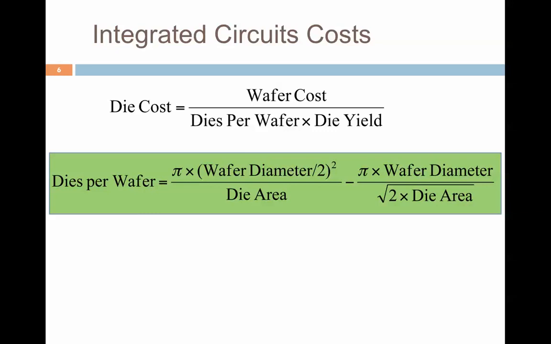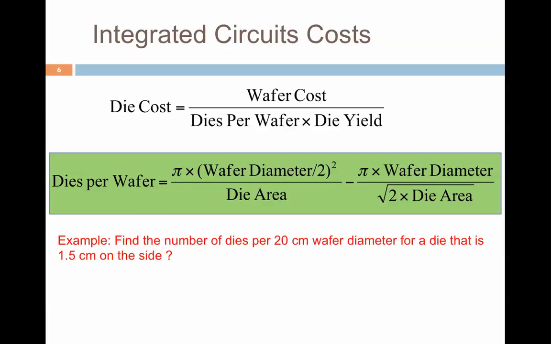Here is an example for you to try. This is trying to find the number of dies per 20 centimeter wafer diameter for a die that is 1.5 centimeters on the side. You can try to solve this problem. It's a straight substitution problem. When you solve it, make sure that all your units are in the same metric. For example, if you're using centimeters, use centimeters. If you're doing millimeters, make sure that everything is in millimeters. That way your solution will be accurate. So here is the solution for the problem.